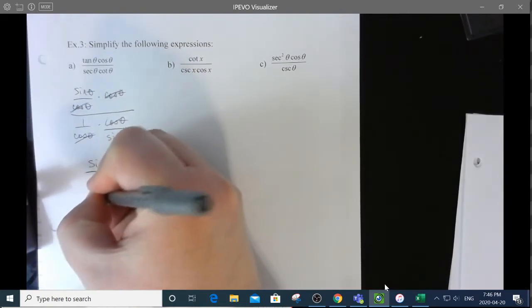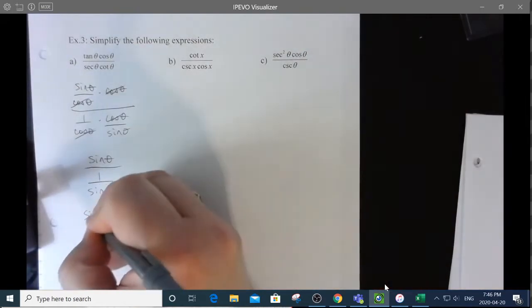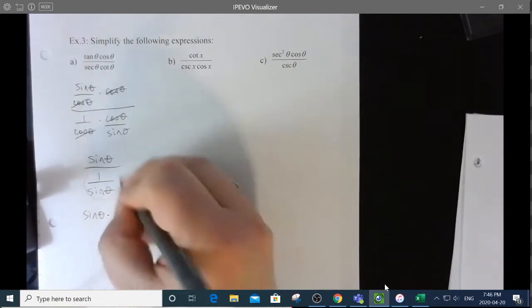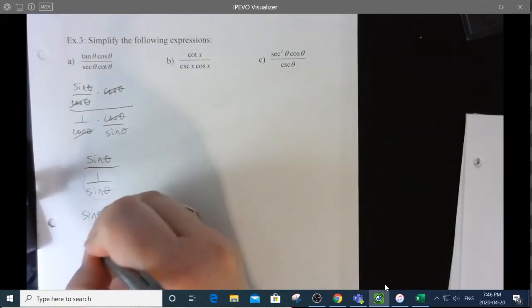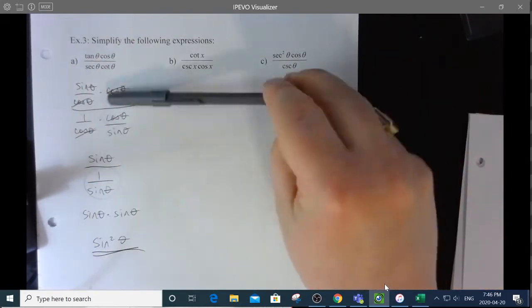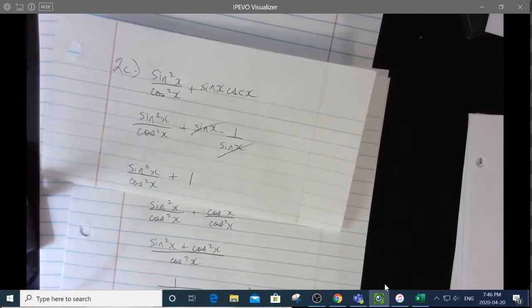I'm going to say it was late and I was tired. There we go. That's going to be sine theta times sine theta, right? Because when you divide by a fraction, you times by its reciprocal. So this actually simplified to sine squared theta. So go back in the notes from the last lesson, and if you just copied it down assuming I don't make mistakes, well, you assumed wrong. So go back and fix that.